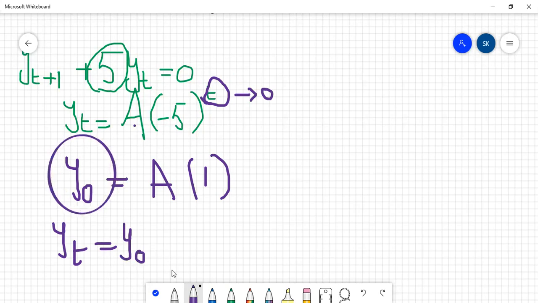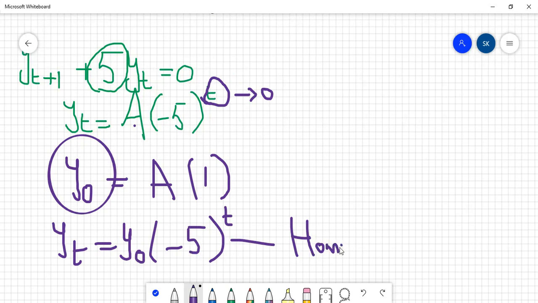Okay, y of t is equal to y of 0 into minus 5 raised to power t. If we know the value of t, substitute that also into it, and then we can get a proper solution for this. So this is for the homogeneous case.